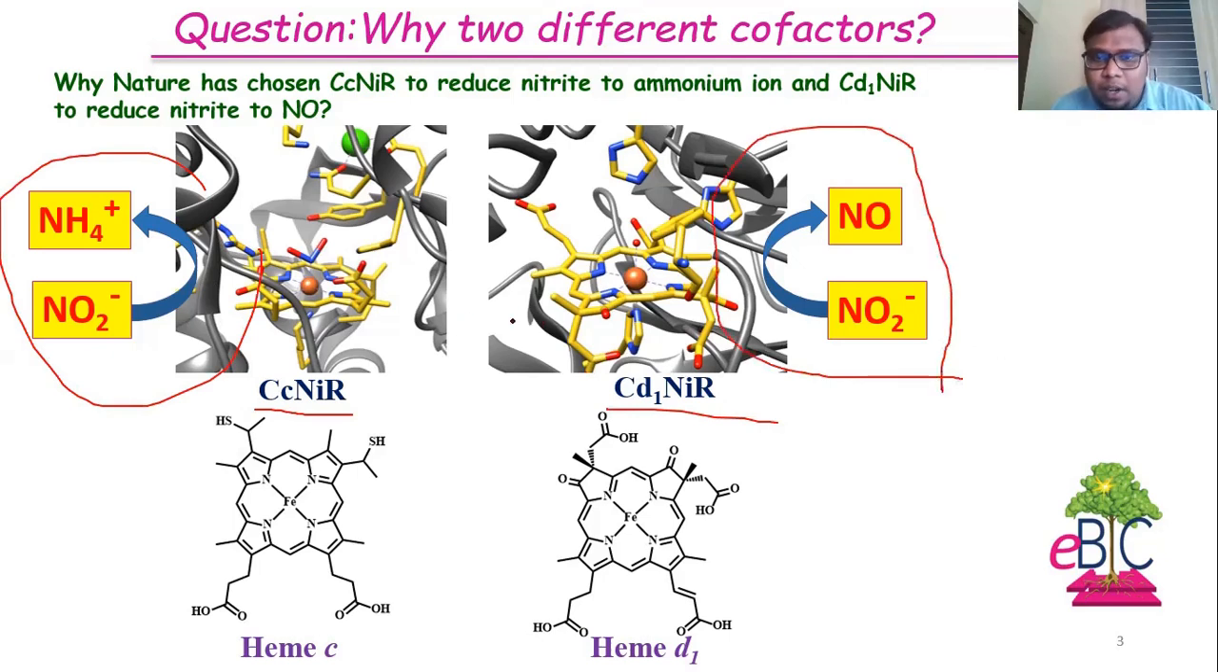Now, if you take a closer look at their basic distal superstructure, it's almost similar, and both of them contain an endogenous donor axial ligand. The major difference is their heme active site. In the case of CcNiR, this is heme C, while in the case of Cd1NiR, this is heme D1. And if you compare them, you will find that in the case of heme D1, there are 2 electron-withdrawing keto groups as well as 2 saturated carbon centers.